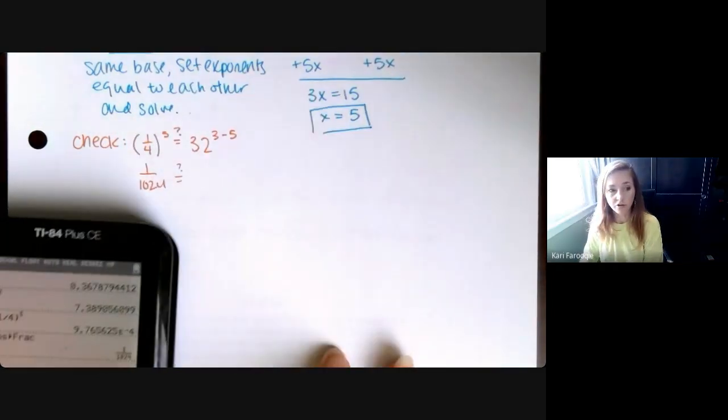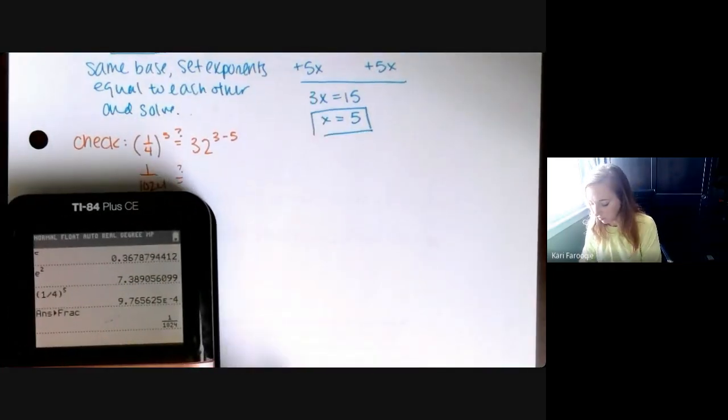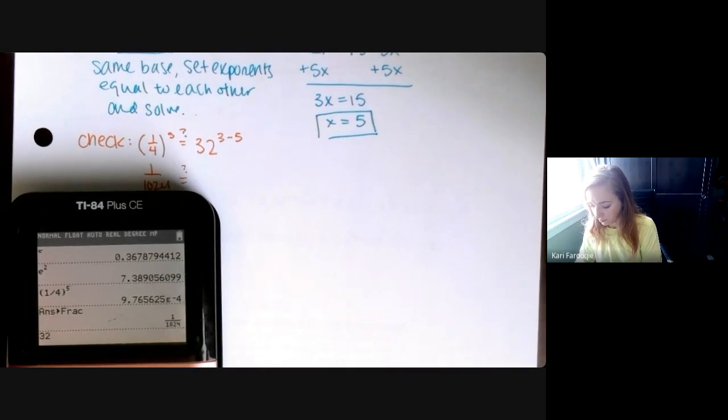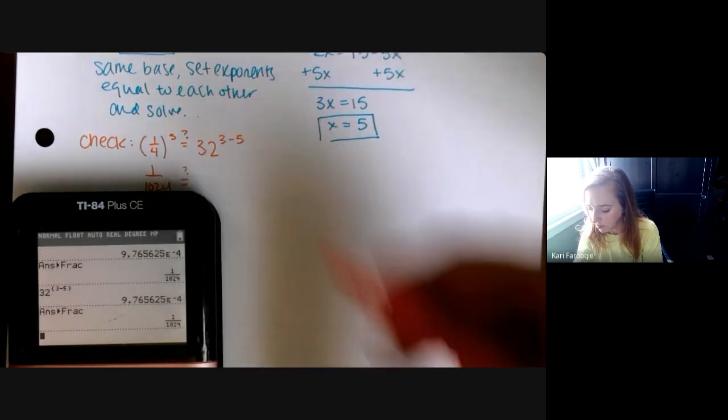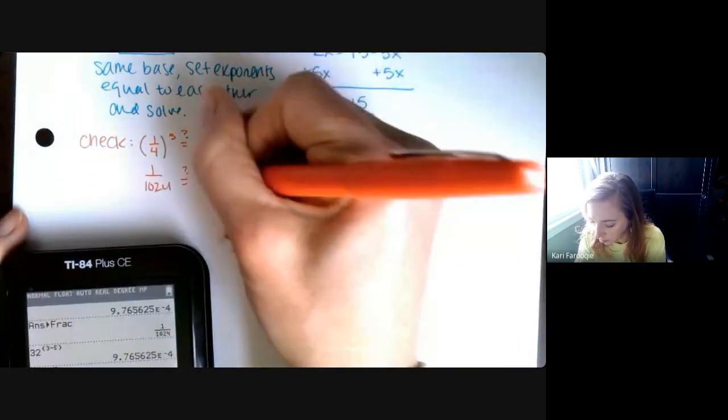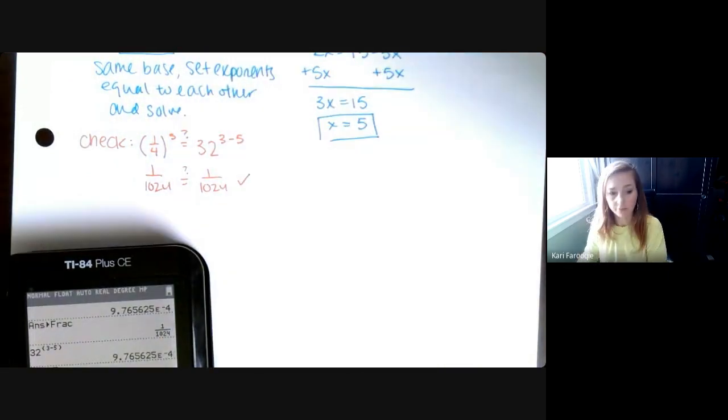And then 32 to the 3 minus 5 power. I mean, we could just put a negative 2, but that's okay. Math, enter, is 1 over 1024. Check. They're the same.